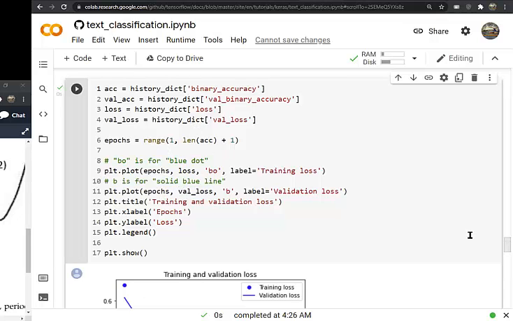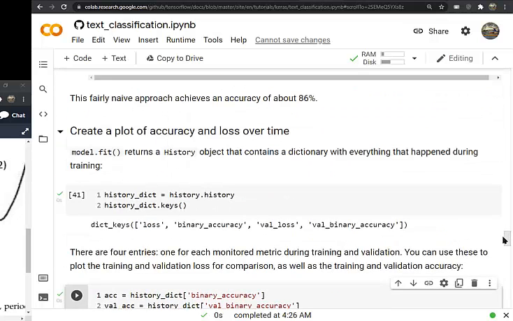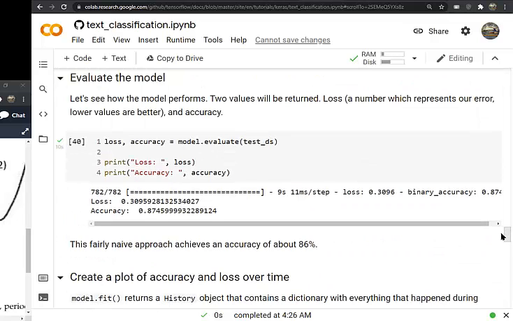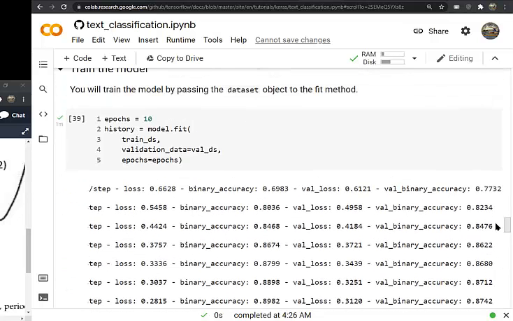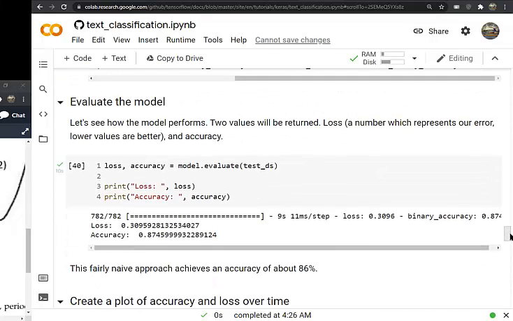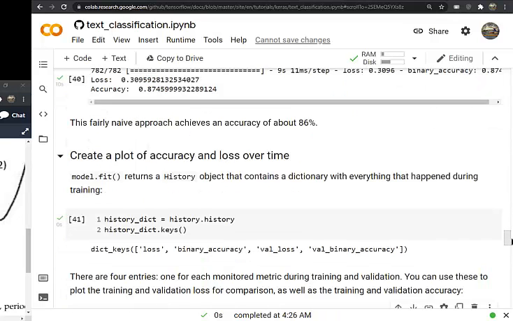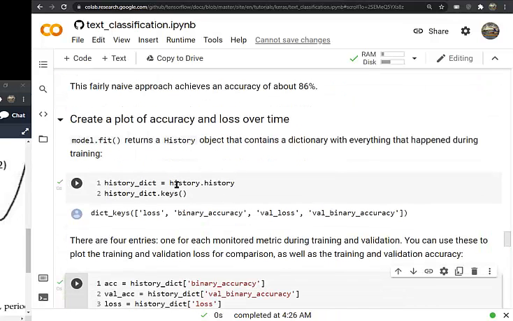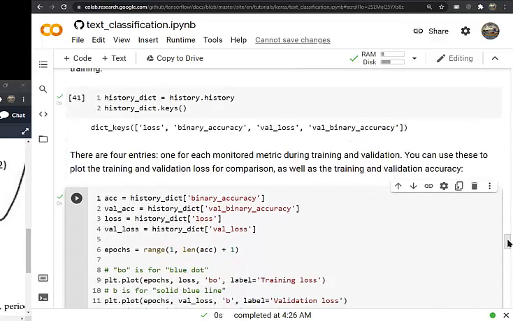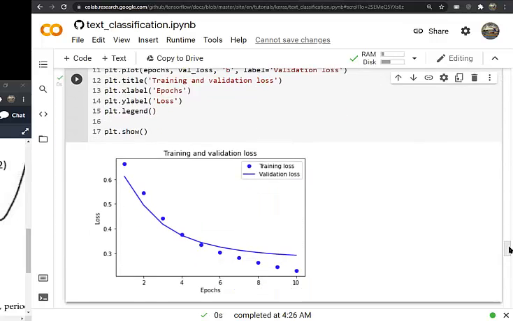So it's important to understand that when you run your model fit, I think it's up here. When you run your model fit, make sure that you set that equal to some object, which they typically call history. And then you can query the history attribute of that history. And you can plot data from that to see the progress of your model. All right, so that's this one.